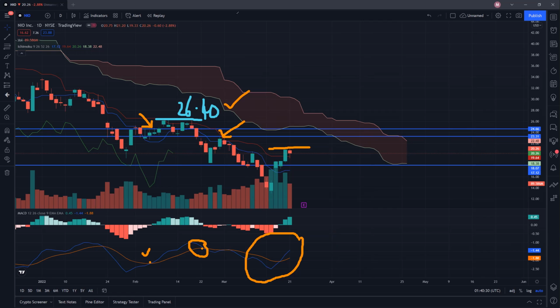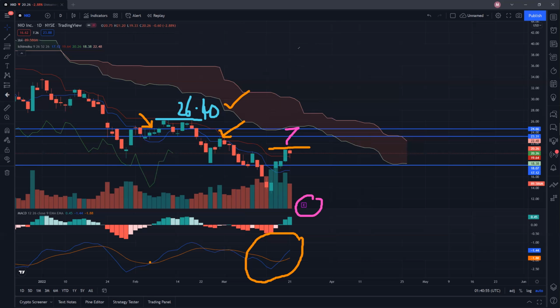Of course, we need to be cautious as the earnings is coming up. I do hope that we are able to go through the cloud as soon as possible, even though this cloud is essentially quite thick. So we may face some resistance at this cloud level here. And hopefully there's a good earnings surprise and NIO is able to break out from here.